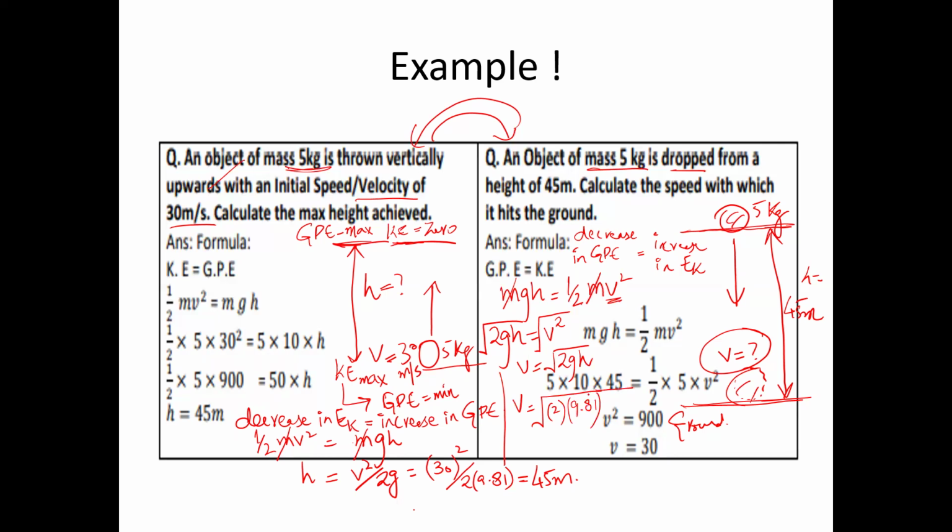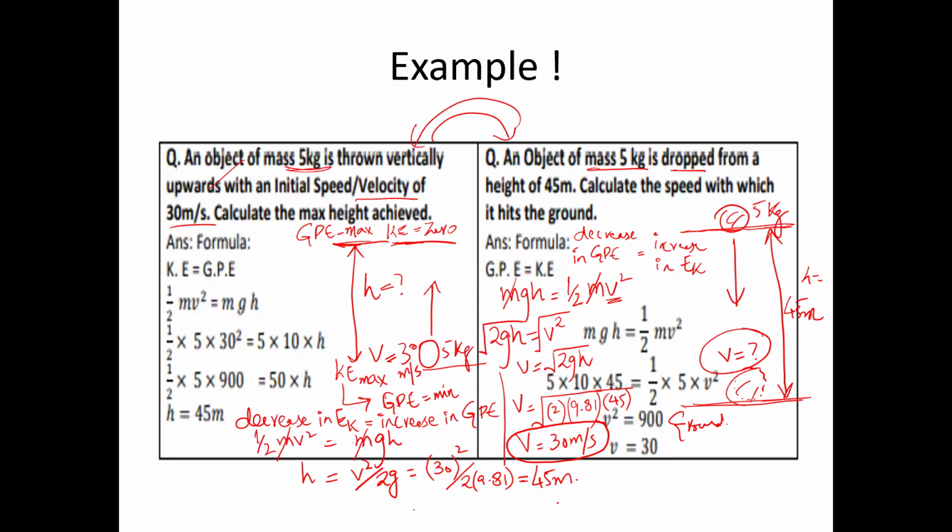And what will be the height? The height will be 45. So we are going to solve it all, and this speed will be equals to 30 meter per second. So this is how we are going to solve for the height.